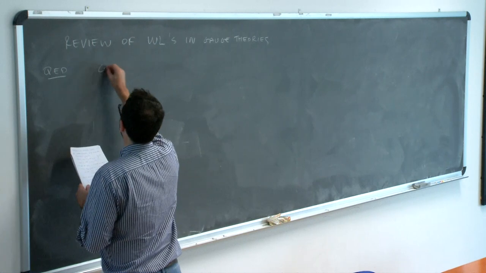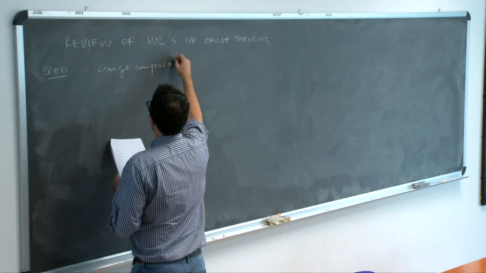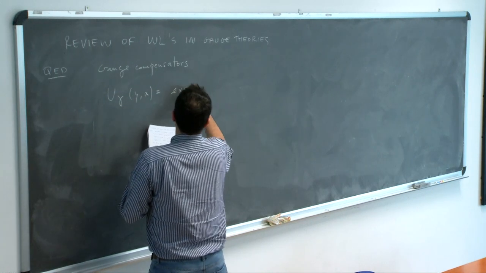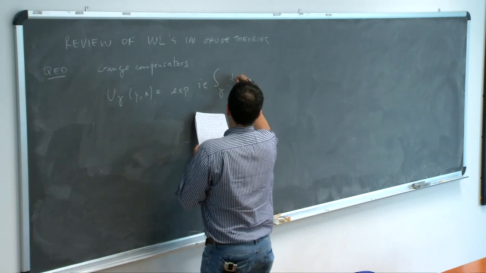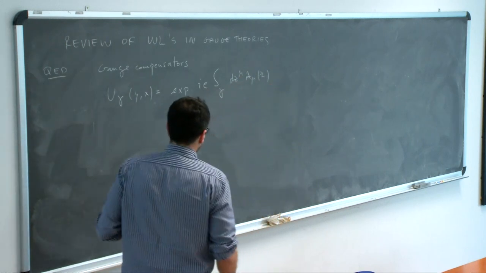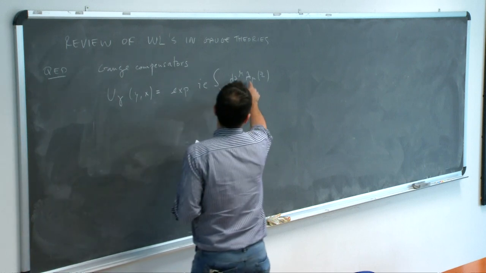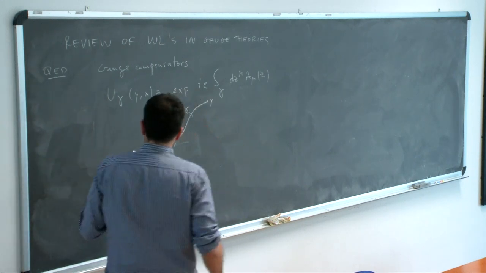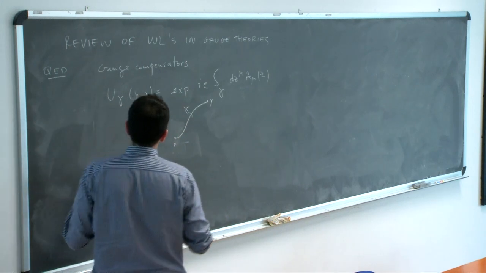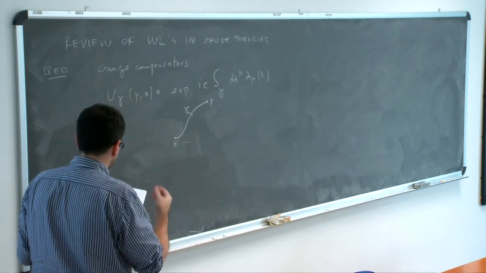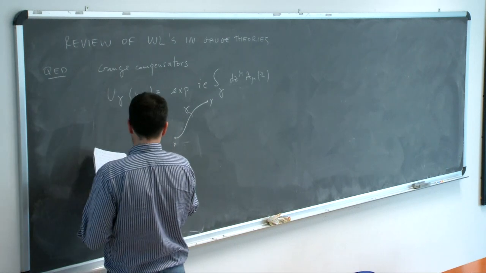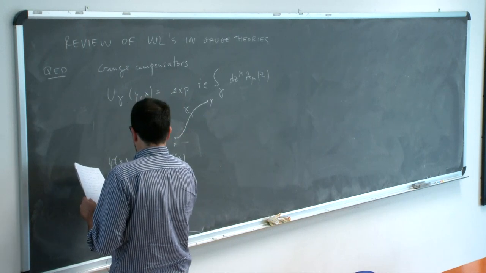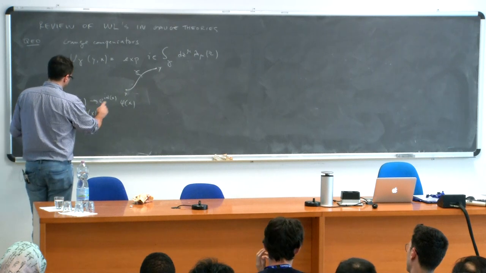So you have some object, let me call it U_gamma(y,x), which is the exponent of i e times the holonomy of the connection, well, the integral of the connection along gamma. So gamma is some contour going from x to y. And this guy is nice because it allows you to define a covariant derivative which transforms nicely under a gauge transformation. So if you have some field phi of x transforming like e to the i alpha of x times phi of x, you can define a covariant derivative which also transforms in the same way.